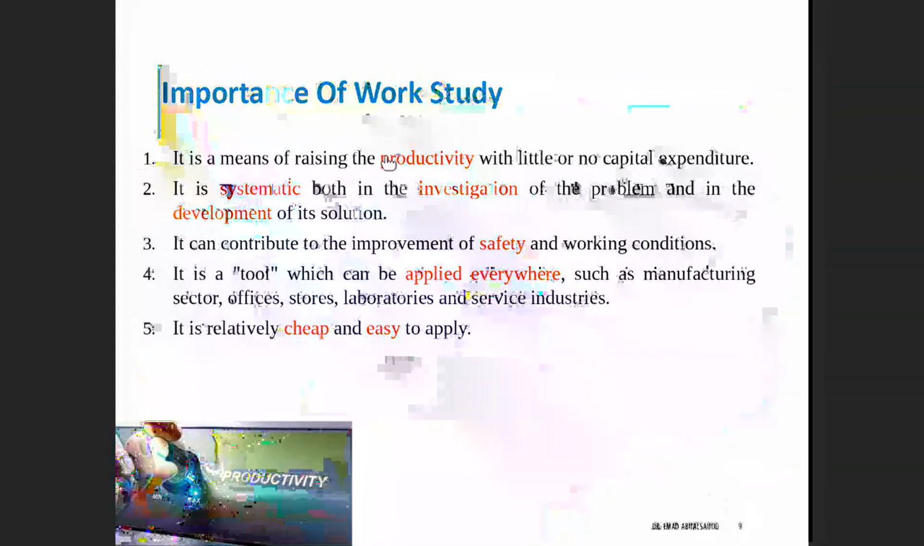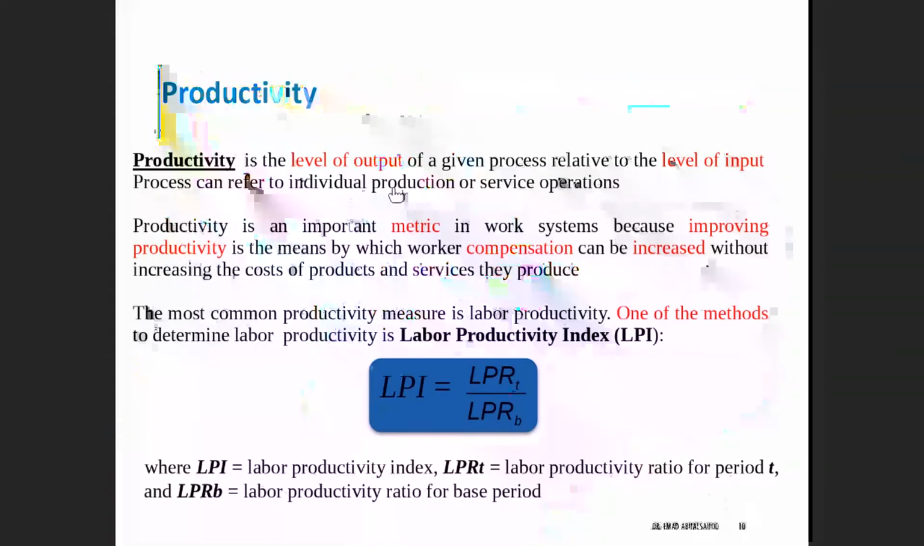We will focus on the first one here, the productivity, and let's talk a little more about the productivity. The productivity, level out, level in. يعني خليه at this as simple as this one. So let's define it as the level of output of a given process relative to the level of input to the process, and it can refer to individual production or service operation.